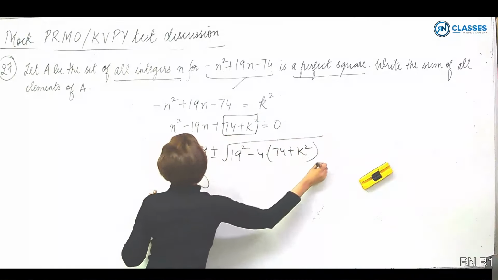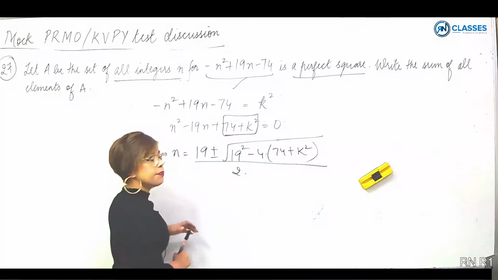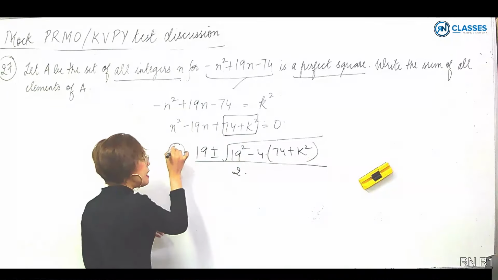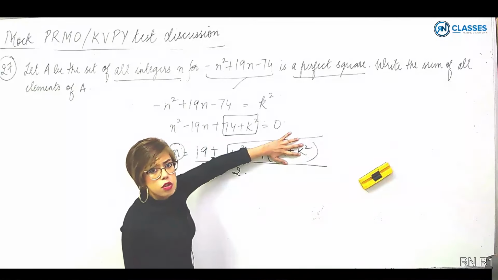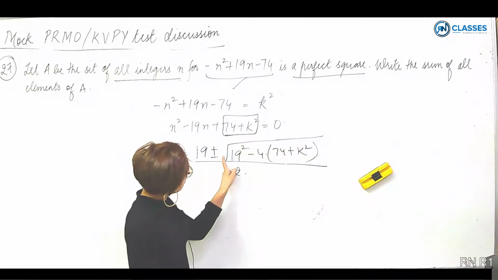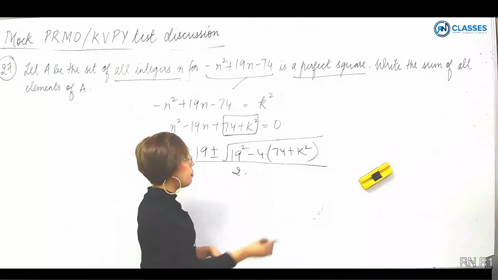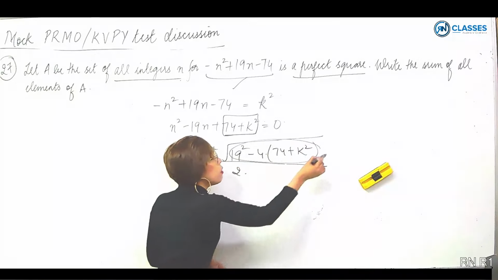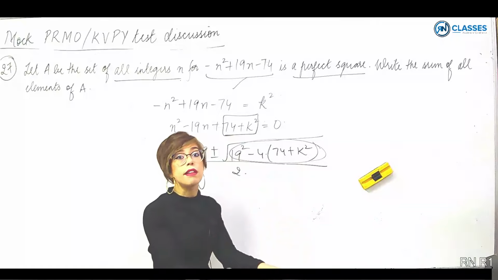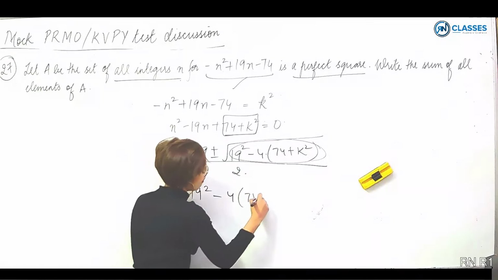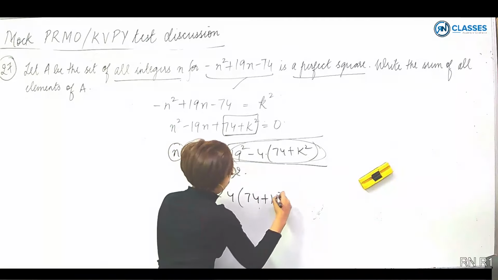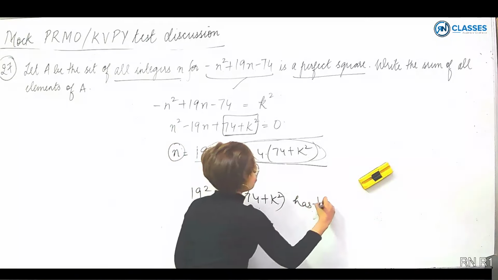Careful. Whole divided by 2. Right? Now, since n is an integer, this quantity has to be an integer. Then you want the square root thing to be an integer. That means the quantity inside the square root should be a perfect square itself. So 19 square minus 4 into (74 plus k square) has to be a perfect square.